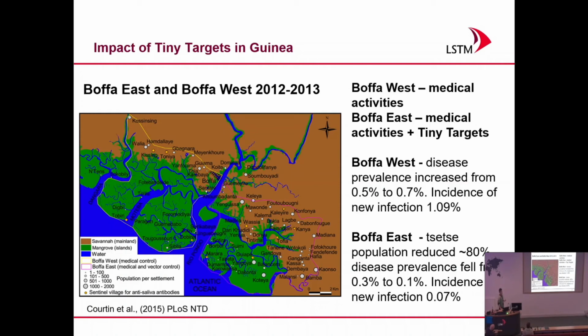And in Boffa East, there were the medical activities, but they also introduced tiny target deployment. What they saw was that in Boffa West, during this period, there was actually an increase in the prevalence of the disease and an incidence of new infection of 1.09%. Whereas in Boffa East, the target deployment led to a population reduction of 80% amongst the Glossina. They also had a disease prevalence falling from 0.3% to 0.1%, and an incidence of new infection of 0.07%. So 2 areas next to each other, but very different stories in the 2012-2013 period.